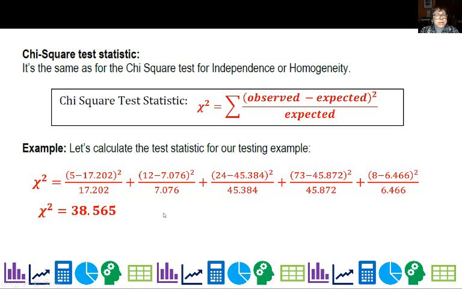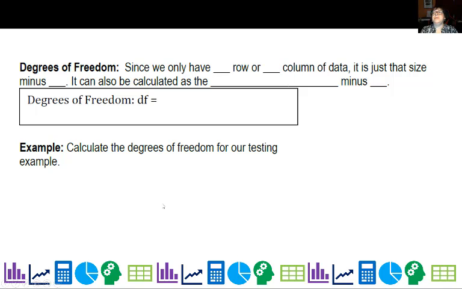So the next piece we need in order to do this analysis is something called the degrees of freedom. Technically, your calculator would do the test, but it won't calculate your degrees of freedom. If we only have one row or one column of data, it's just the size of that row or column minus 1. Or you could think of it as the categories minus 1. So there are your degrees of freedom. How many categories did we have? We had 5. So our degrees of freedom is 4.